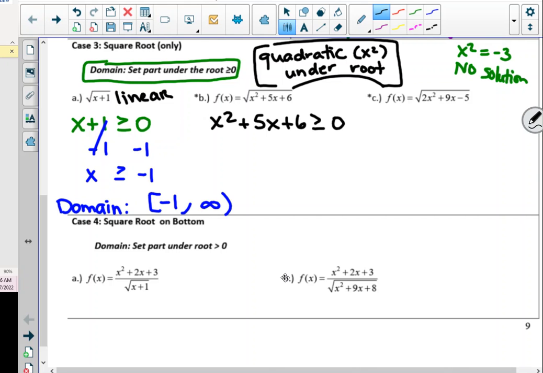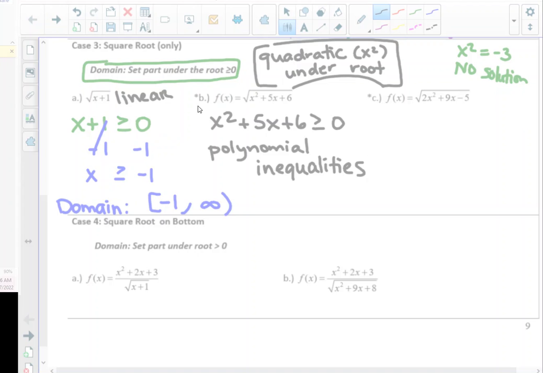Okay. So I'm going to write that down here. We're going to attack this using our strategies that we learned about with polynomial inequalities. And I know in your head you're like, I didn't learn those. Yes, you did. You knew them for a while.